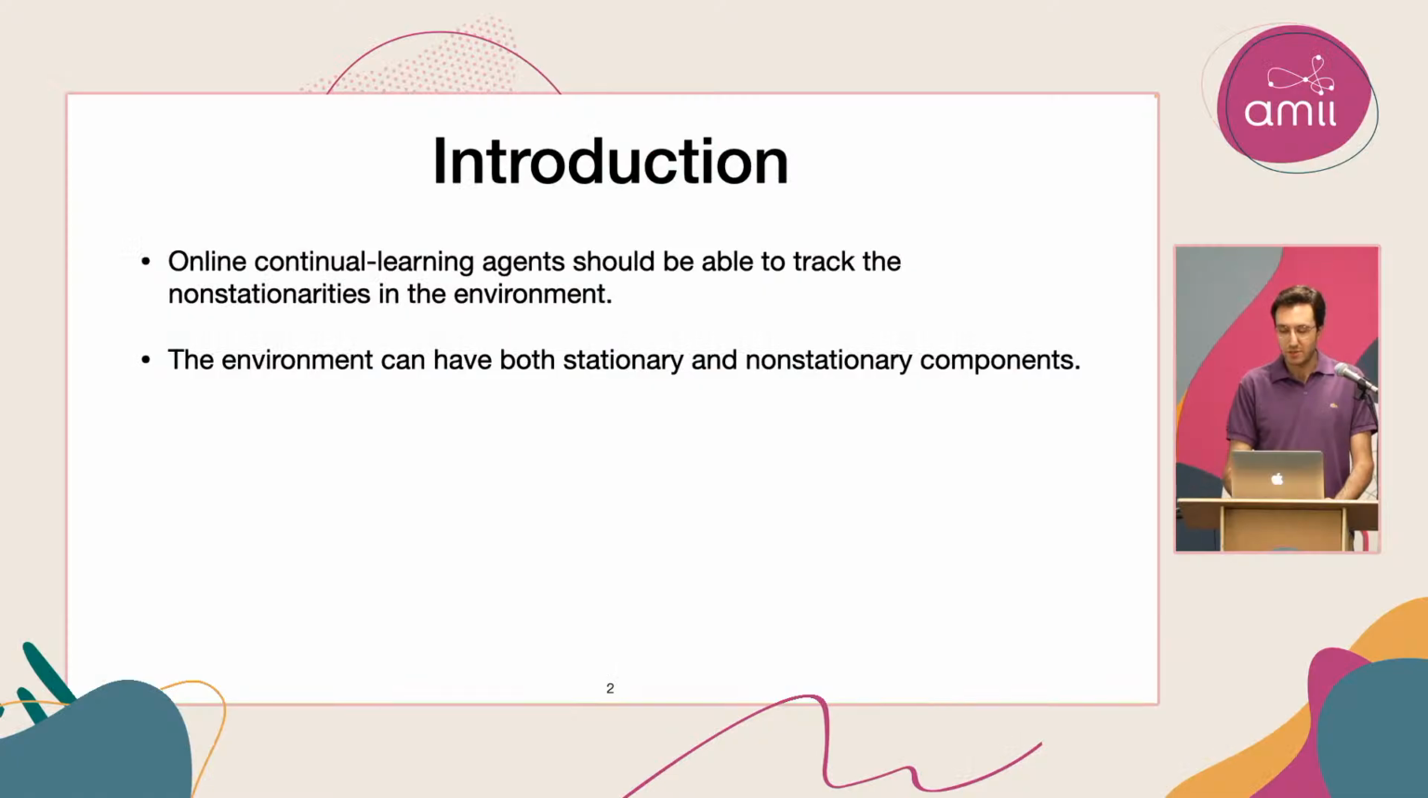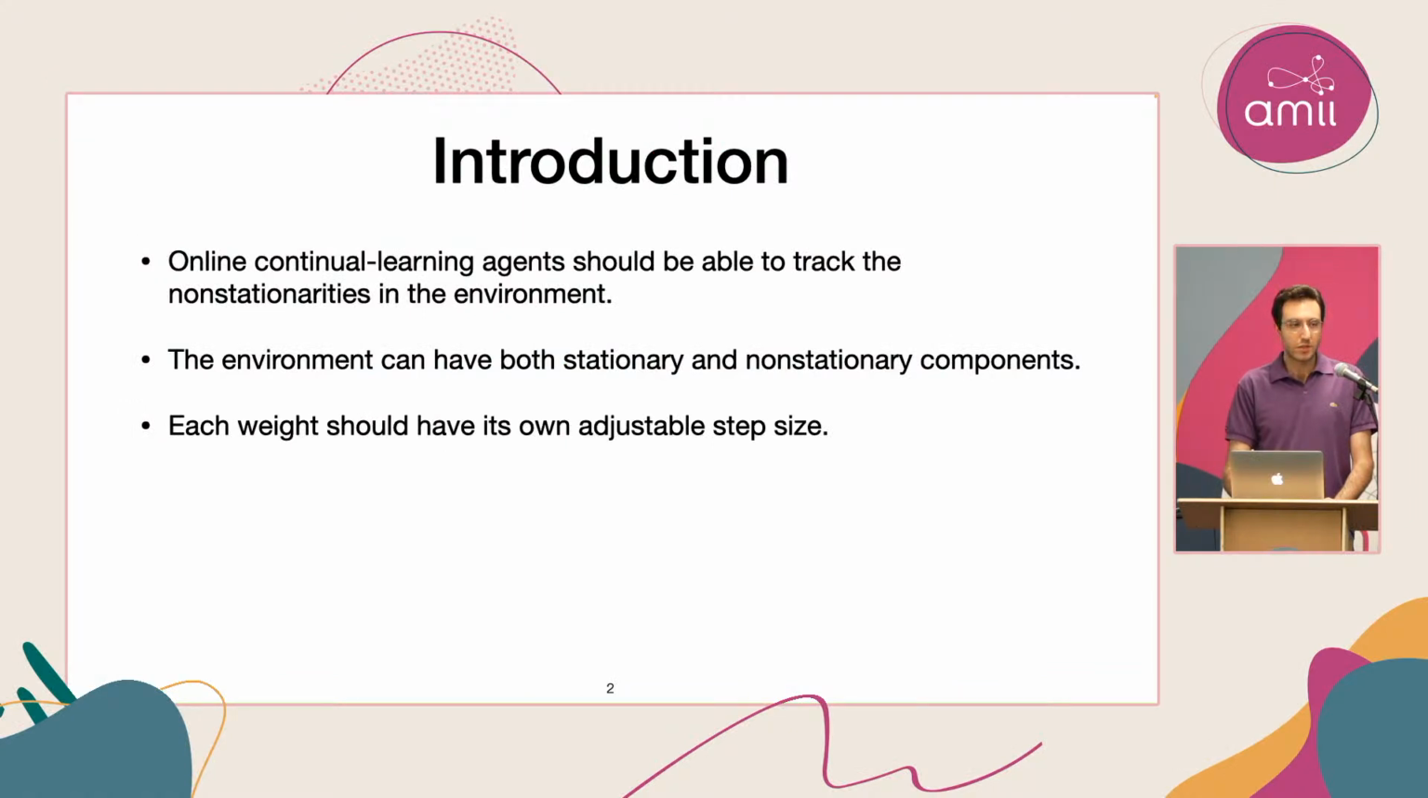So online continual learning agents should be able to track non-stationarities in the environment. In the real world, the world changes, and we want our agents to be able to adapt to changes in the environment. But the environment can have both stationary and non-stationary components. Some parts might be changing all the time. Some parts might be stationary.